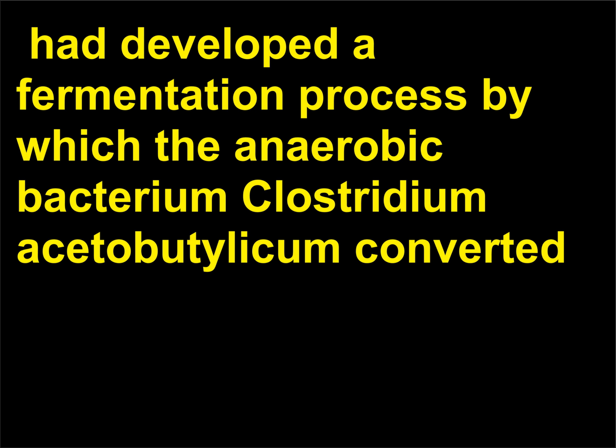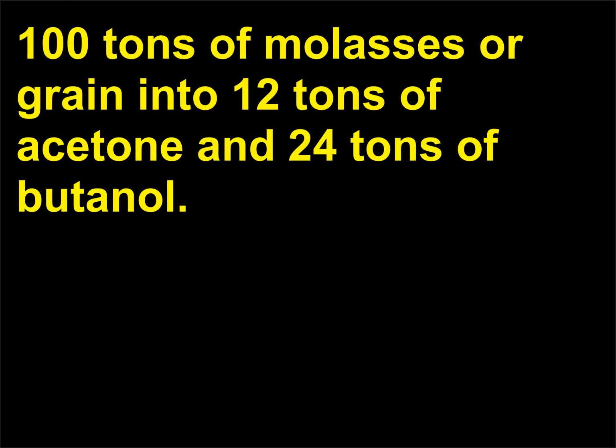However, by 1915 Chaim Weizmann, 1874 to 1952, had developed a fermentation process by which the anaerobic bacterium Clostridium acetobutylicum converted 100 tons of molasses or grain into 12 tons of acetone and 24 tons of butanol.